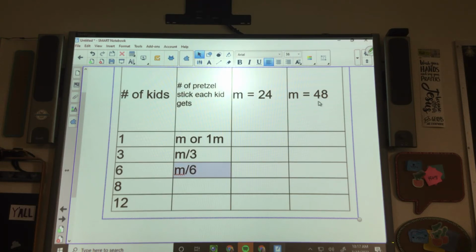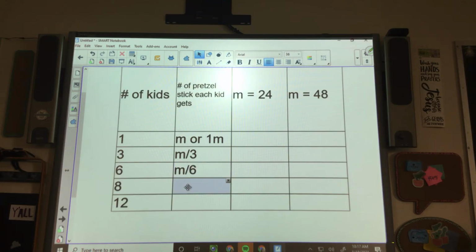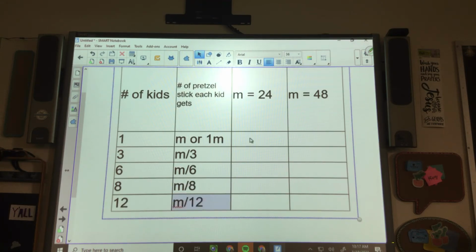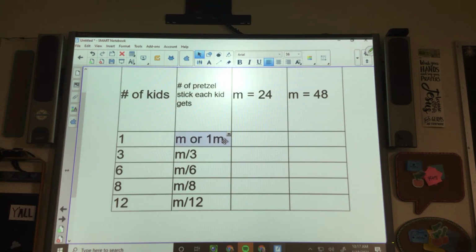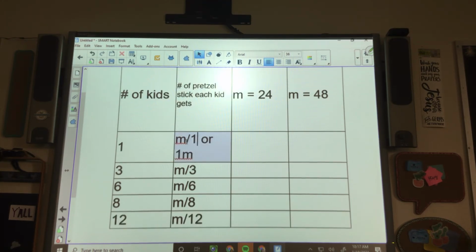In this case you have 48 total pretzel sticks. So you're trying to say how many pretzel sticks each kid gets. Here it is M over 8, and the next one M over 12. M divided by 12. If you were doing division, it would be M divided by 1, which is the same thing as 1M, or just the same thing as M, because any number divided by 1 is the same number. So you can just leave it the way that it is.